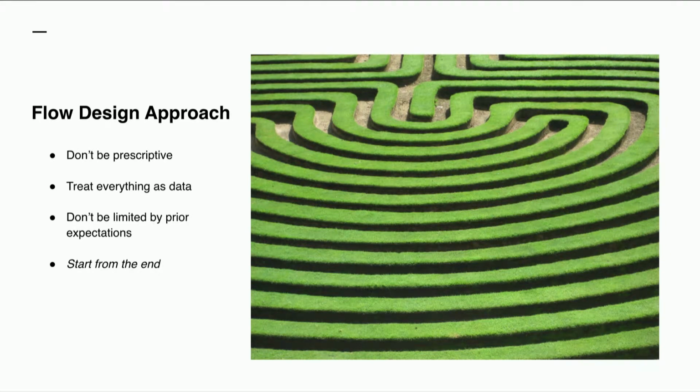When you're building a flow, there's a tendency to approach that with a very prescriptive method and go, I want a flow that is 4 or 5 processors long, and it goes A to B to C to D to E. And that can work. There are scenarios where that is the right approach.